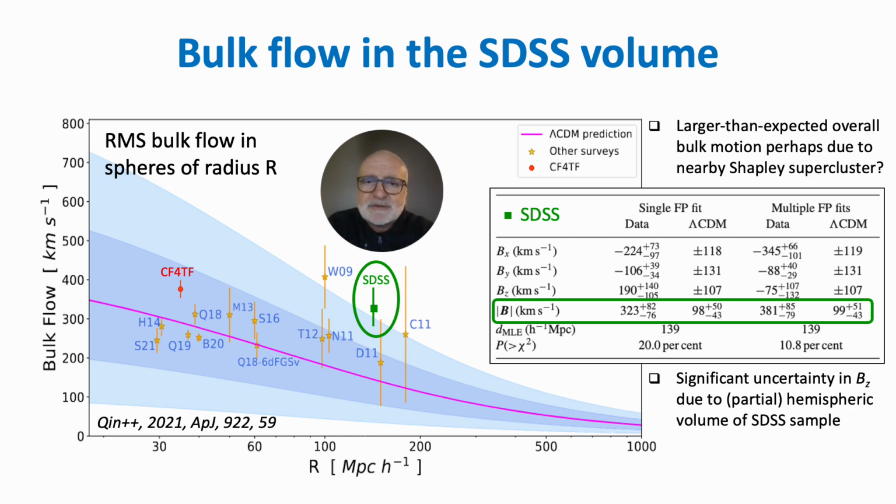This is about 2 sigma greater than expected for the RMS bulk motion on this scale in the standard lambda CDM model. This excess bulk motion might be due to large nearby mass concentrations, such as the Shapley and Vela superclusters. However, it should be noted that the partial hemisphere covered by SDSS means there's significant uncertainty in one component of this bulk motion.